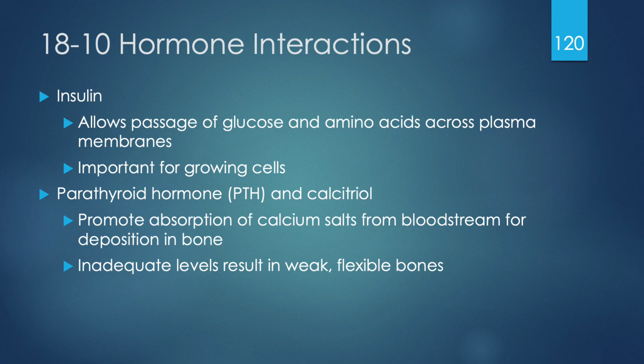Insulin allows for glucose and amino acids to cross across plasma membranes, and this is important for cells to be able to grow. Parathyroid hormone and calcitriol will both allow for calcium salts to be absorbed from the bloodstream to be deposited into bone so that the mineralization of bone makes our bones strong. So without adequate calcium deposition into the bone, we end up with weak, flexible bones that can bend and even sometimes break.